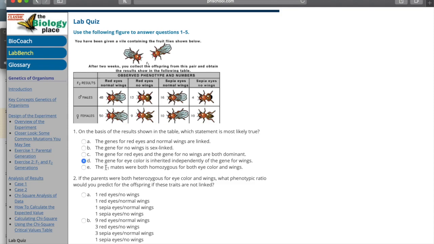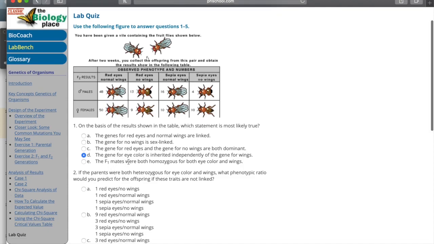And then, the F1 mates were both homozygous for both eye color and wings. If they were both homozygous, we'd probably have only heterozygous offspring. So in this case, that can't be right either. So we're going to go with answer D here.